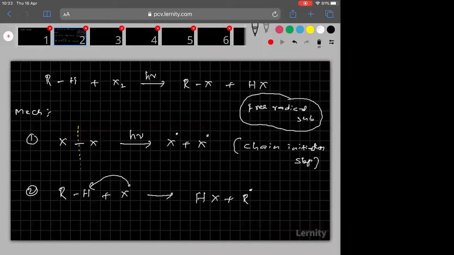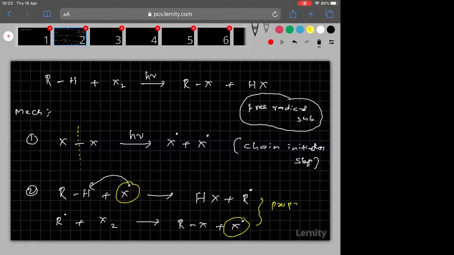Okay. Now, the alkyl radical which is formed here combines with one more molecule of X2 and forms what here? RX plus X dot. So the X dot which is formed here, that X dot again I can use here. Therefore, these 2 steps are called the chain propagation steps. So please copy the mechanism. First step is chain initiation. Second step is chain propagation.